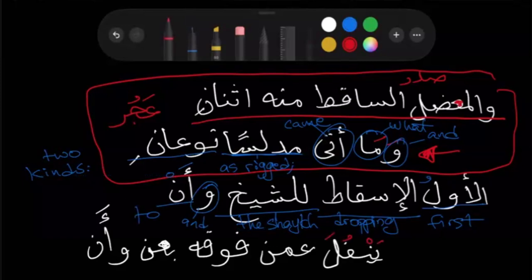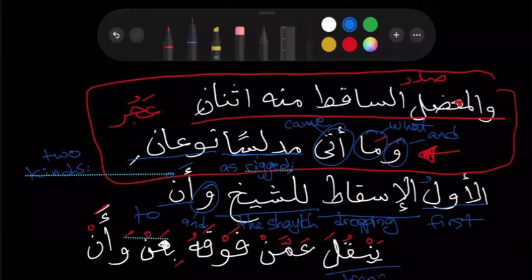yanqulu, yanqulu amman fawqahu bi'an wa an. And then to transmit amman, from who, fawqahu is above him, from who is above him. Don't forget what above him means here in hadith terminology.